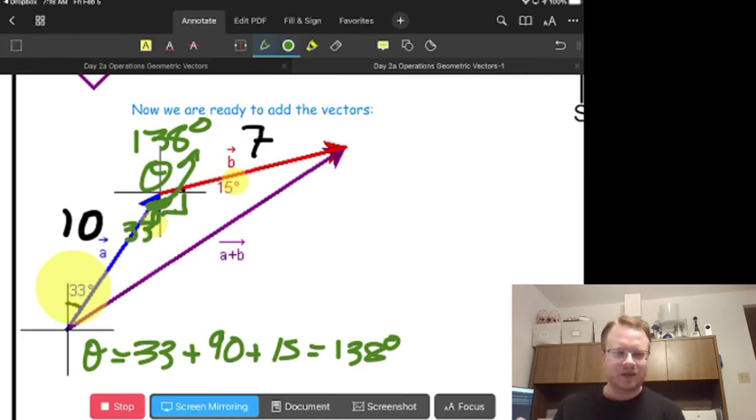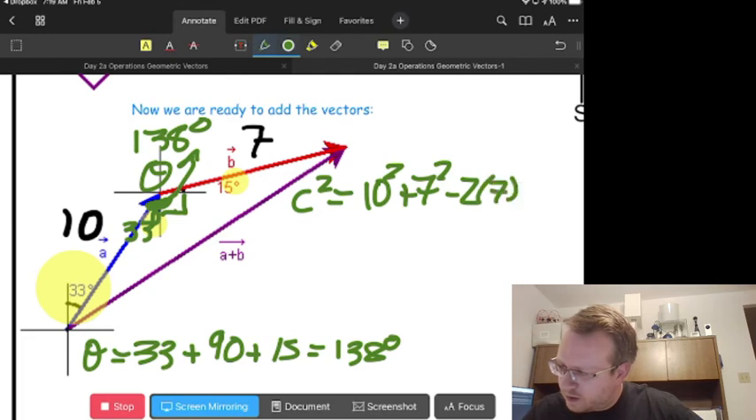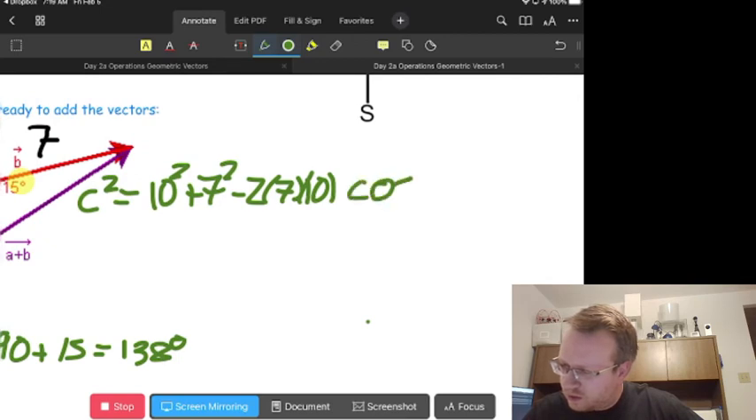I have two side lengths and a contained interior angle. So let's use our cosine law to solve. I want to find the length of my resultant vector. So I'm just finding the side of a triangle, and I'm going to use my cosine law. So whether you call it side A, B, or C doesn't really matter. I prefer to use C as my unknown. So C squared is equal to A squared, so 10 squared, plus B squared minus 2AB cosine C, and that's that 138 we just found.